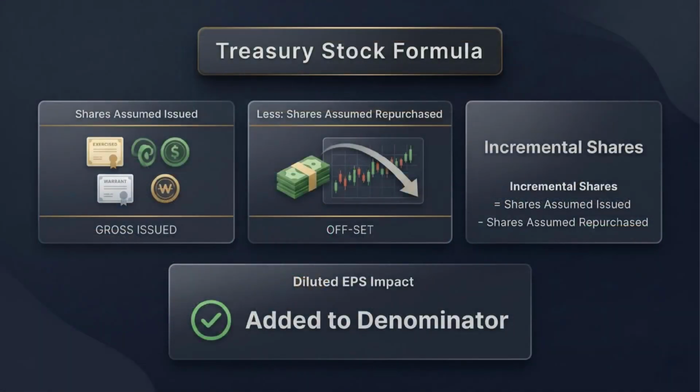The core formula is incremental shares equal shares assumed issued minus shares assumed repurchased. This is the heart of the treasury stock method. The gross shares from the options or warrants are not automatically added to diluted EPS. First, we reduce them by the shares the company assumes to repurchase. Only the remaining incremental shares enter the diluted EPS denominator.